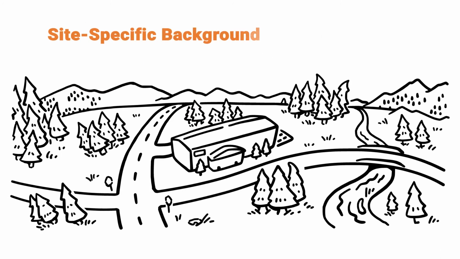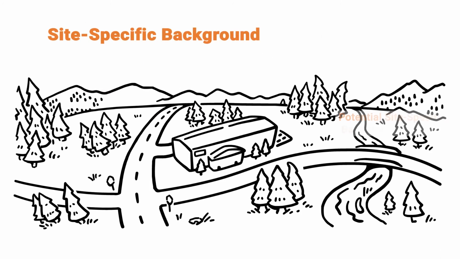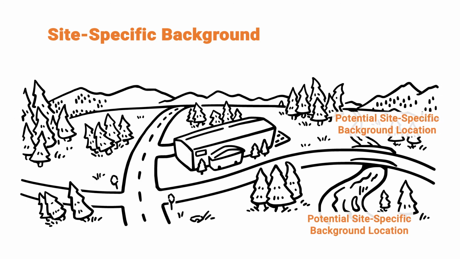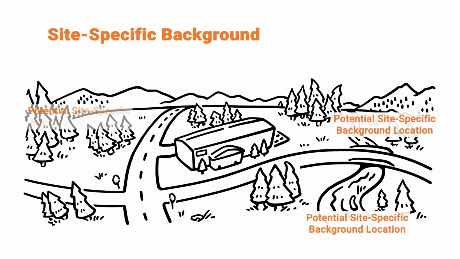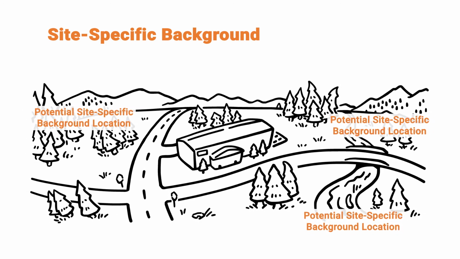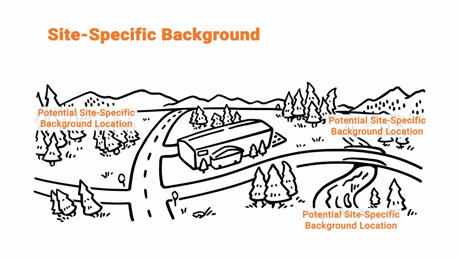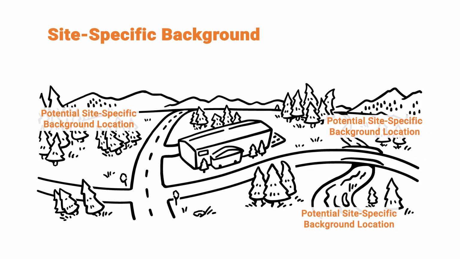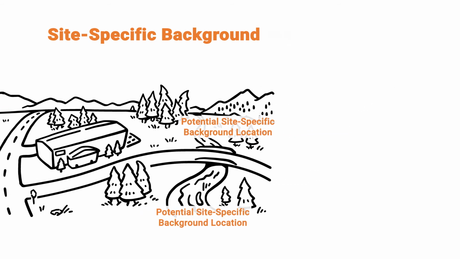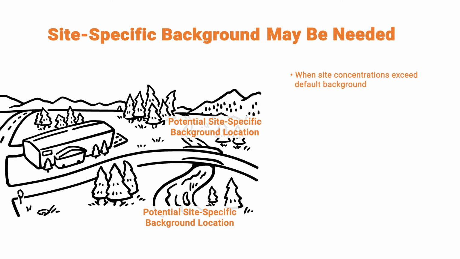Remember, site-specific background levels are generally established by a responsible party or voluntary party for a smaller area than default background studies. They are established for one or a few specific sites and therefore more accurately represent that site or those sites. They can also be established for both natural and anthropogenic ambient background conditions. Site-specific background may be needed when site concentrations exceed default background, when default background values for the chemical are either not available or not appropriate to use.